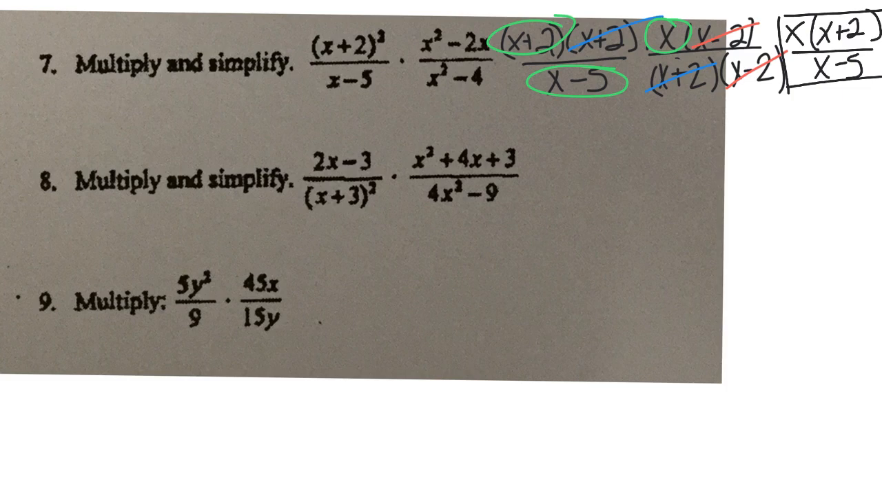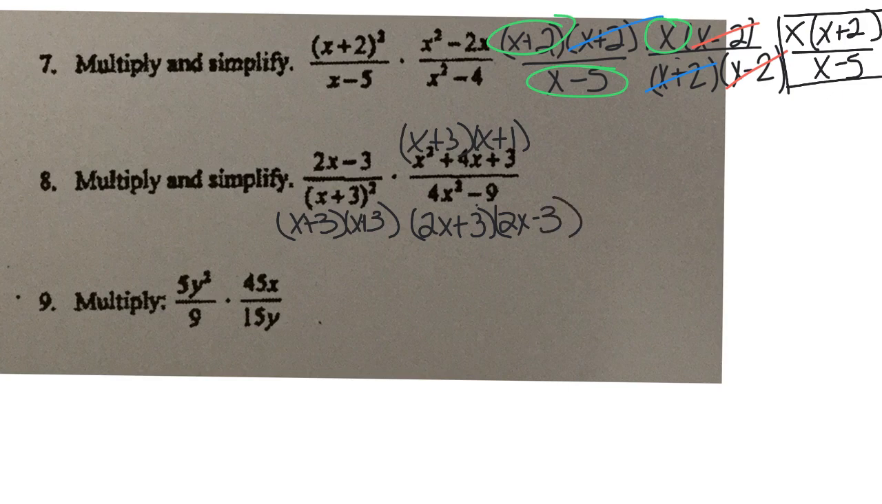Okay, let's look at number 8. 2x minus 3, that can't be factored. We have x plus 3 times x plus 3, that's what x plus 3 squared means again. And then x squared plus 4x plus 3 factors to x plus 3 times x plus 1. And 4x squared minus 9 is 2x plus 3, it's a difference of squares, 2x minus 3. We need to be recognizing those differences of squares.